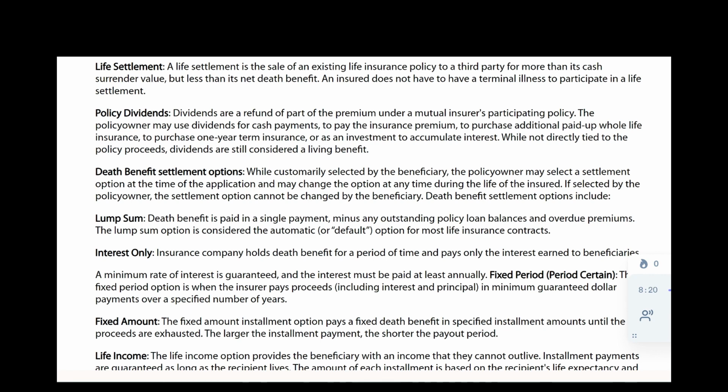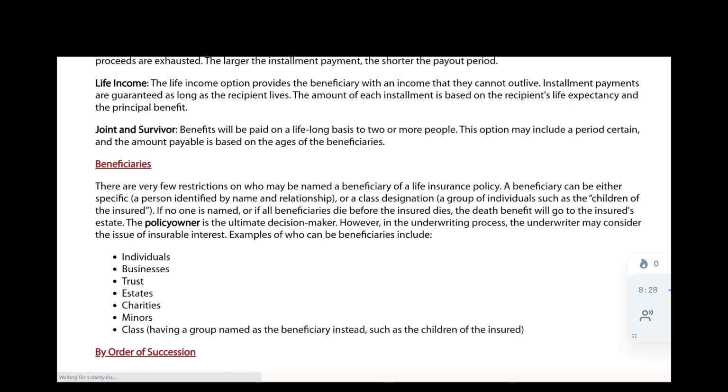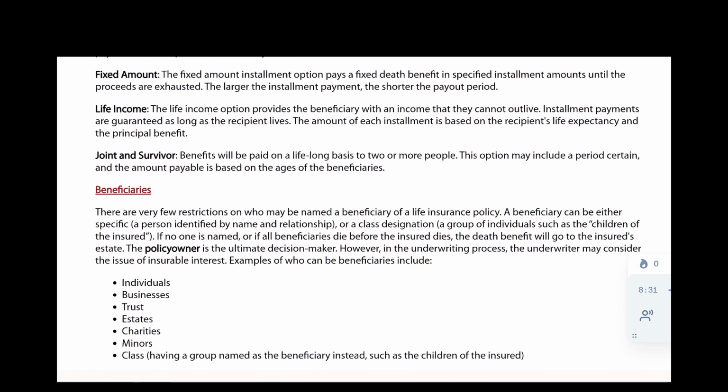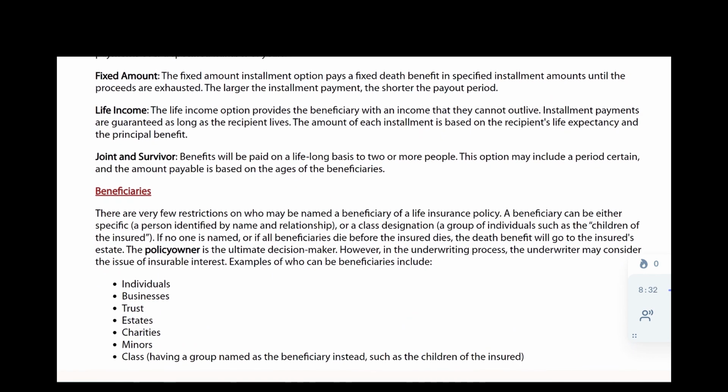Fixed period, period certain. The fixed period option is when the insurer pays proceeds, including interest and principal, in minimum guaranteed dollar payments over a specified number of years. Fixed amount. The fixed amount installment option pays a fixed death benefit in specified installment amounts until the proceeds are exhausted. The larger the installment payment, the shorter the payout period.